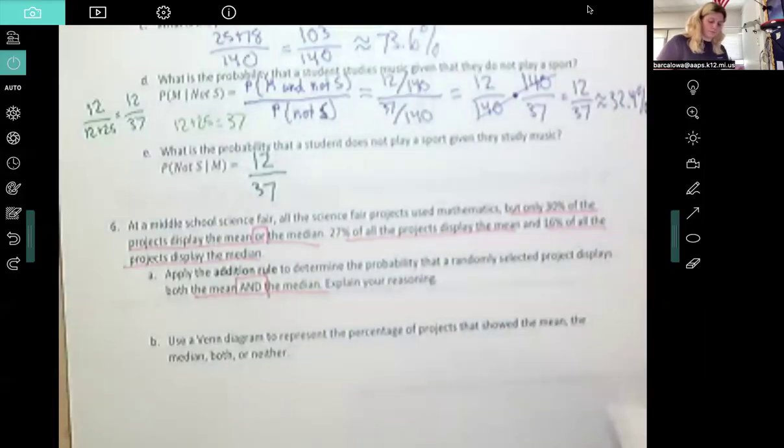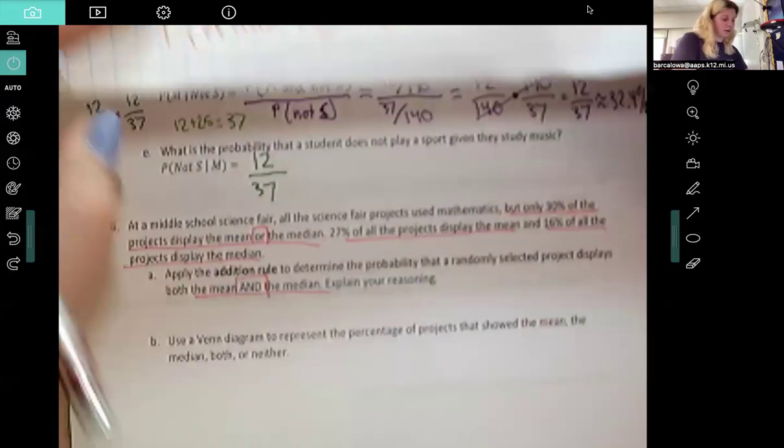Whoops. Make it look a little better. This is just scrap paper, guys.